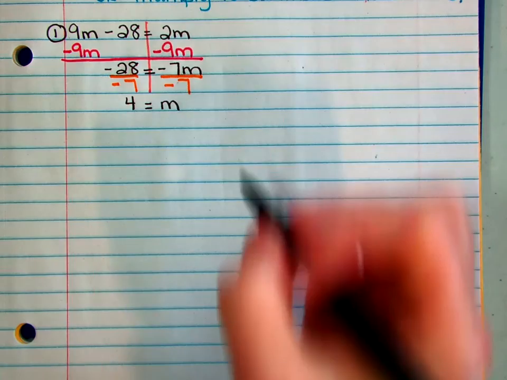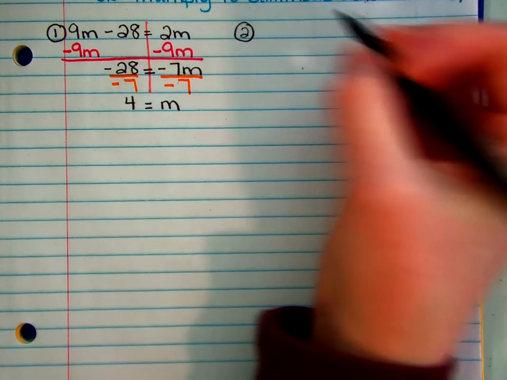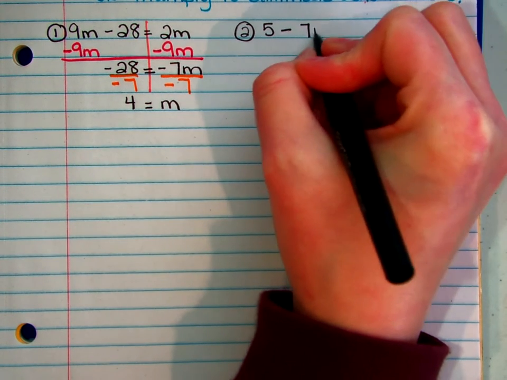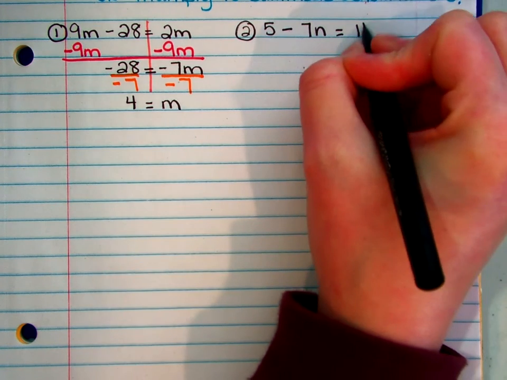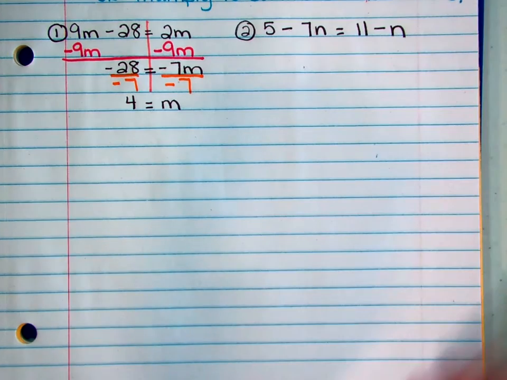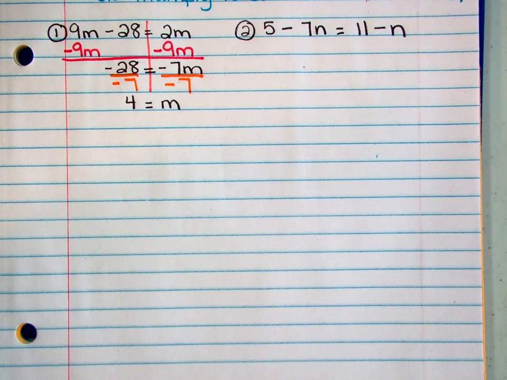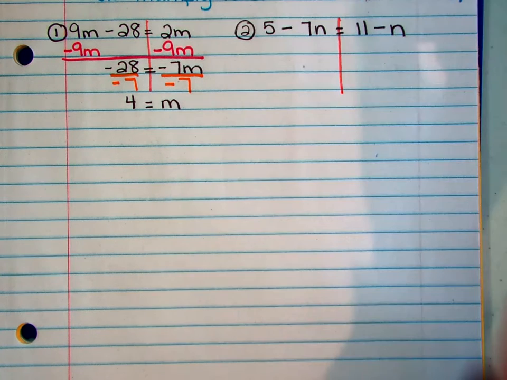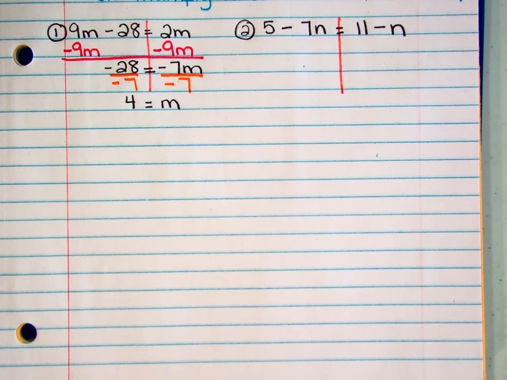And that's our answer. Number 2, we're going to start with 5 minus 7n is equal to 11 minus n. So I added a little bit to this one. Going to start the same way. Let's split our two sides. Step 1 tells us to distribute or combine terms on both sides to simplify. I can't really do anything here.